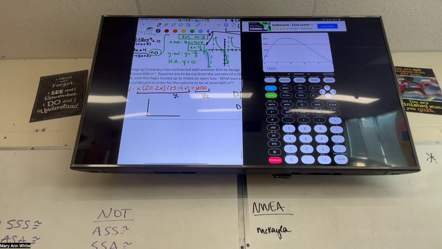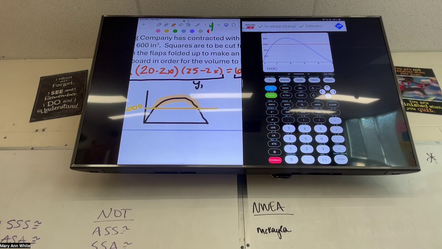Okay, so my graph looks like this. It's that first hump. Let's make that a little bit better. It goes up to 600. It says that I want my volume to be at least 600. Do I want numbers above 600 or below 600? Above. I always like to think of it like a test. If I say I want at least an 80 on this test, an 80 is okay, and anything more than 80 is fine, but anything lower than an 80 is not okay. So I want everything above that.